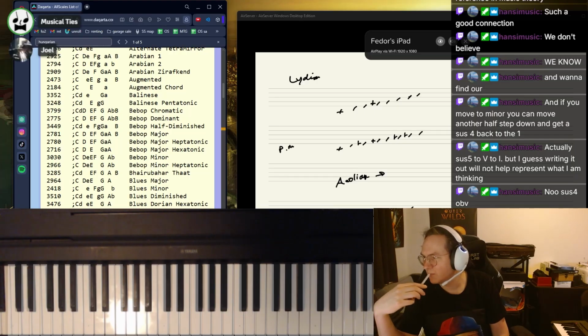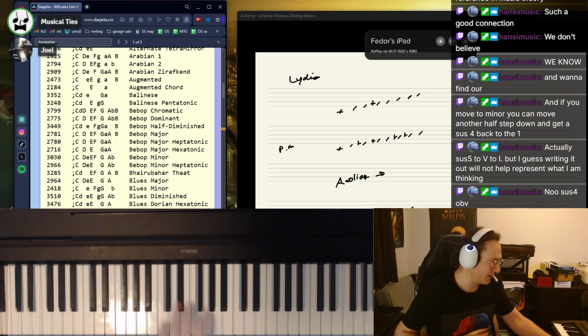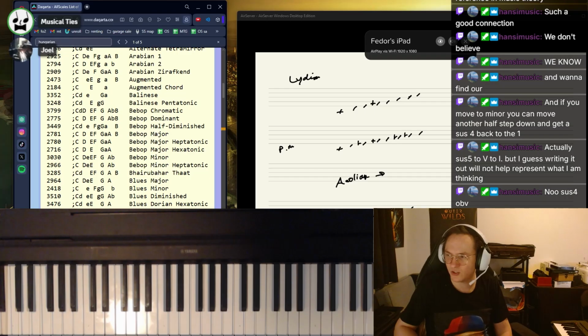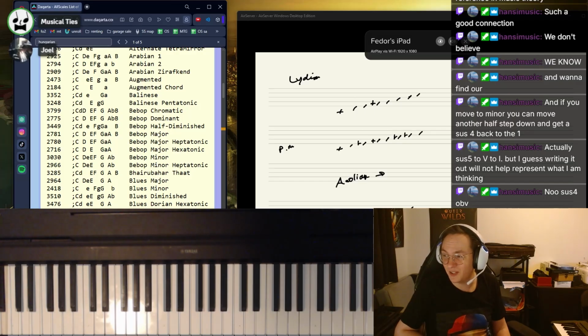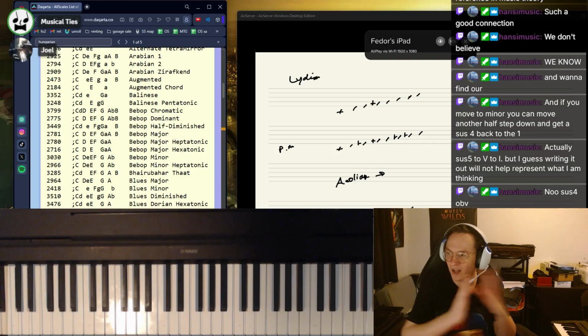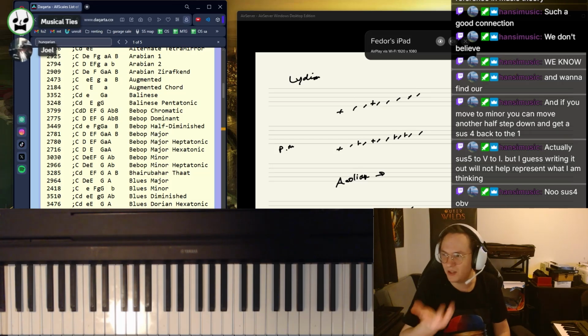If you move to minor, you can move another half step down and get a sus4 back to the one. See, Hansi, you think a lot in voice leading. You're thinking, okay, where are the voices moving? Just like how choirs always think about where the voices are moving compared to each other, which is a separate conversation from colors, but it's a really important conversation because it's how we might compel one color change to another or one scale change to another scale, being very convincing, being like, oh, these belong together.